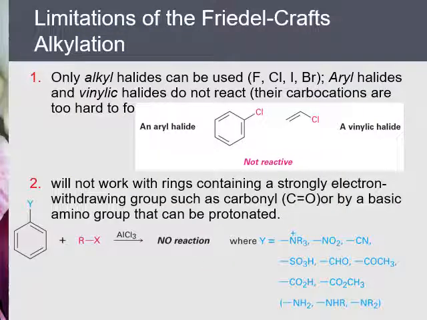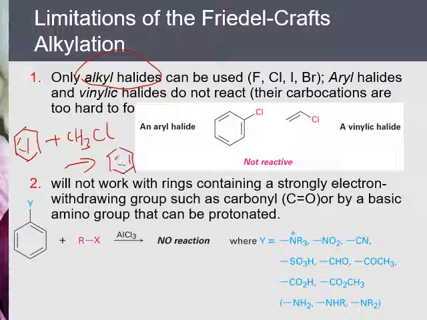There are some limitations of Friedel-Crafts alkylation reactions. First, only alkyl halides can undergo Friedel-Crafts alkylation reaction. For example, a benzene ring can react with methyl chloride, forming toluene. So this methyl chloride is called alkyl chloride. Methyl is an alkyl, so alkyl halide.